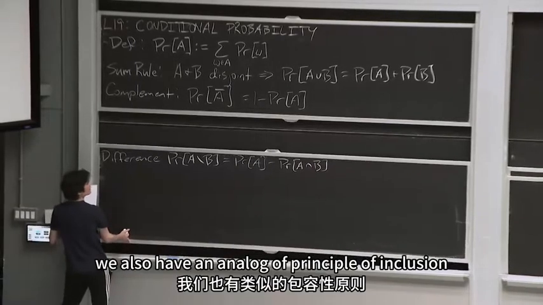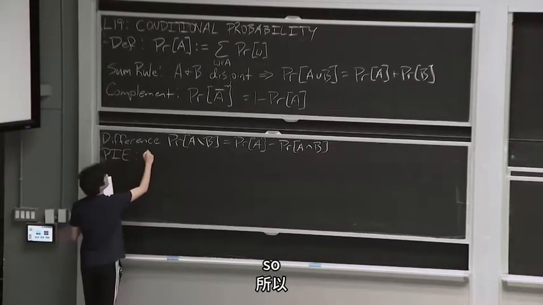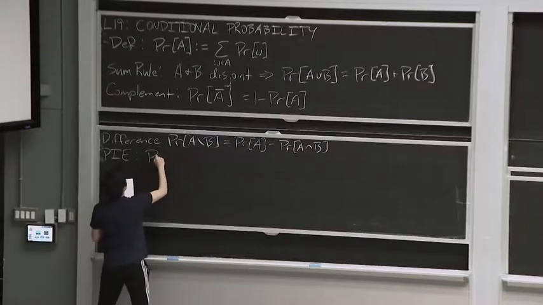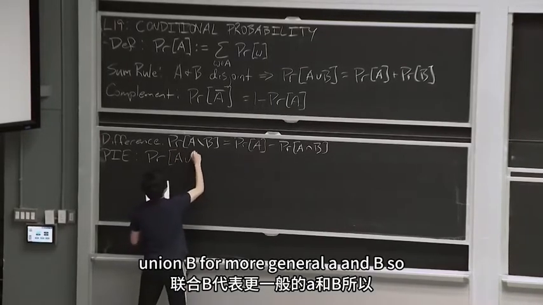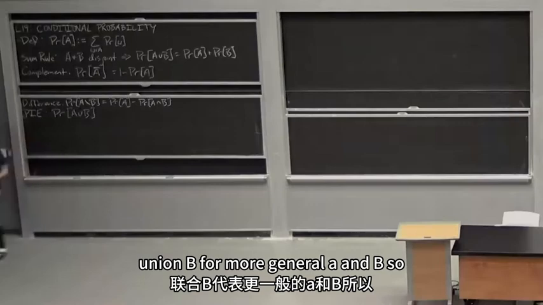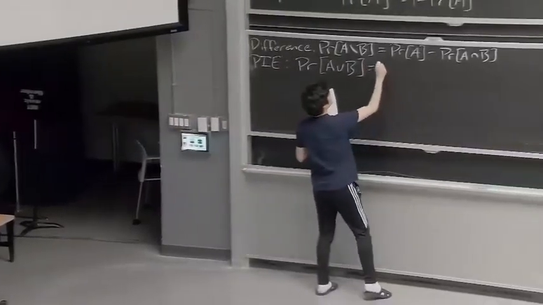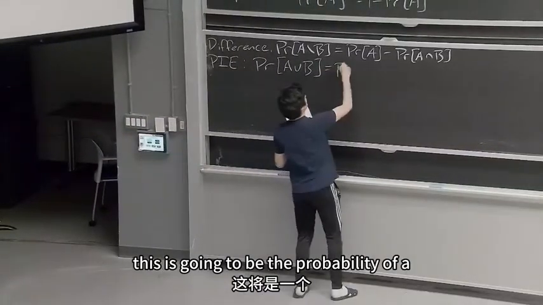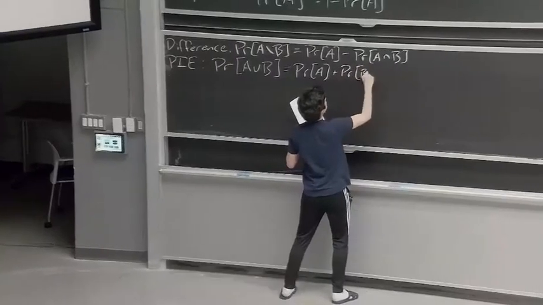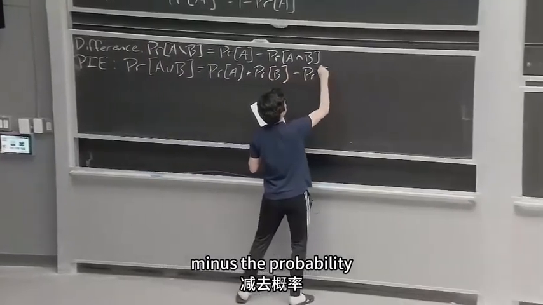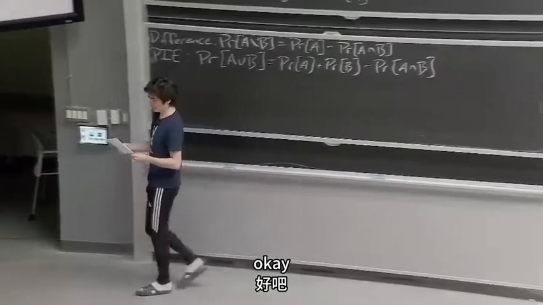We also have an analog of the principle of inclusion-exclusion. So the probability of A union B for more general A and B, so they're not necessarily disjoint anymore. Just like we had with sets, this is going to be the probability of A plus the probability of B minus the probability of the intersection. Okay?